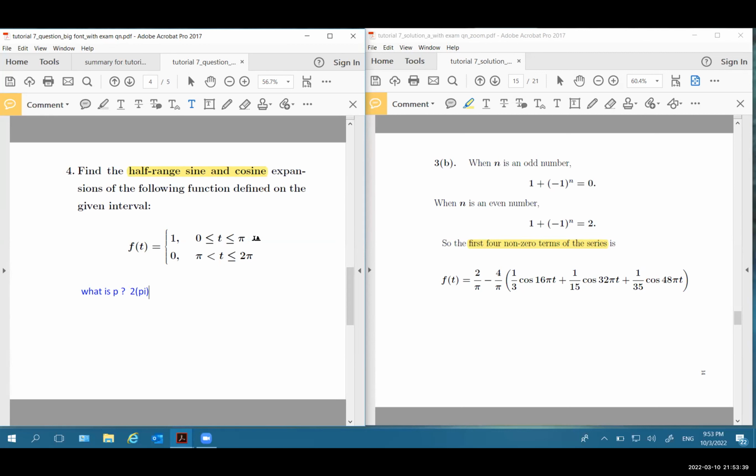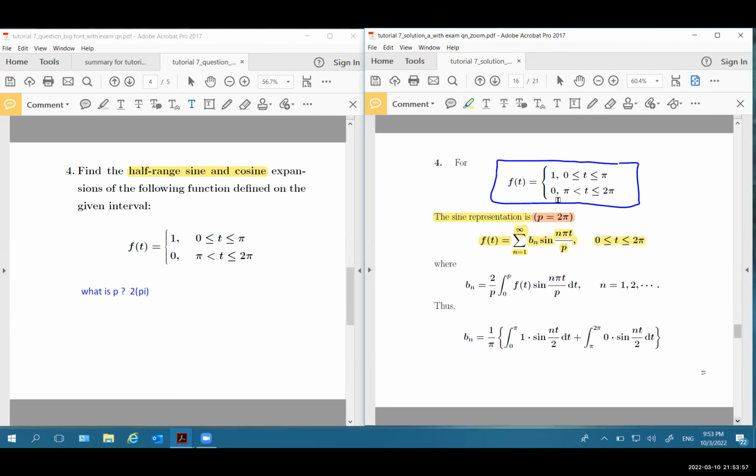Now, don't be fooled by this. Don't tell me pi. All right. 0 is also counted. This one has 2 parts. So it's actually defined from 0 until 2 pi. So your small p is 2 pi. Is it okay? Right. So if you know this, then everything will be very straightforward. You see, your small p is 2 pi, right?